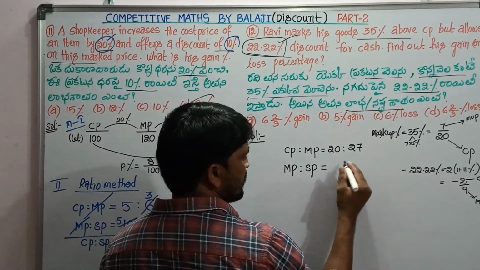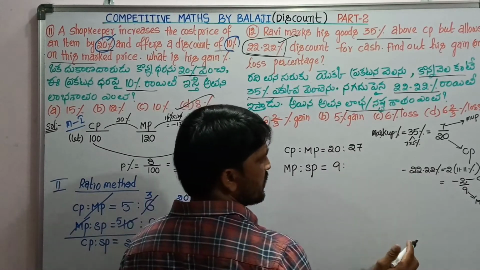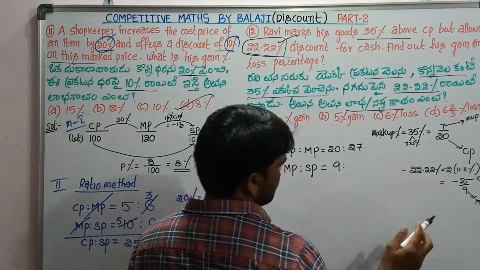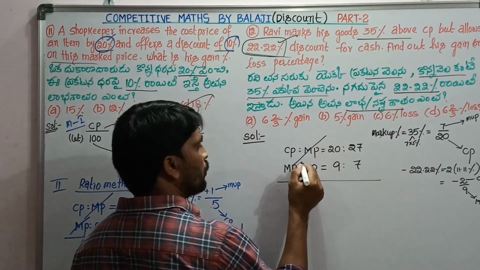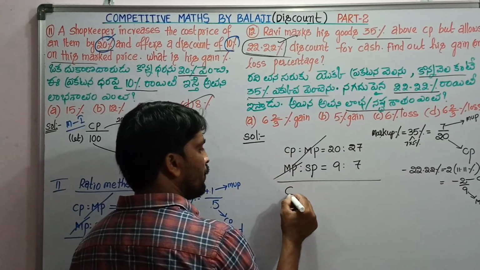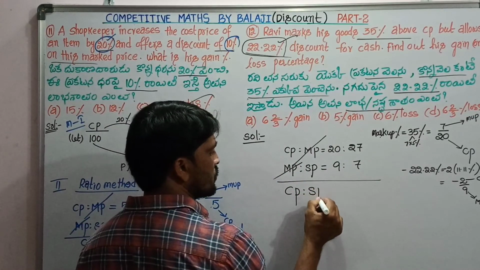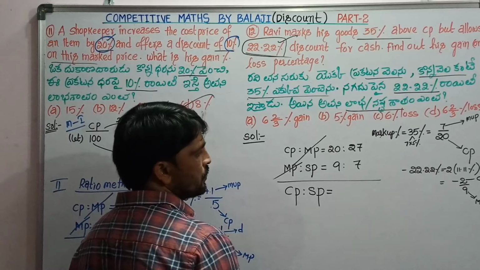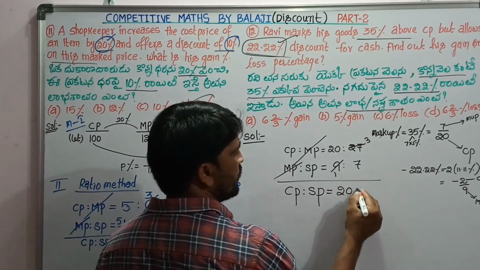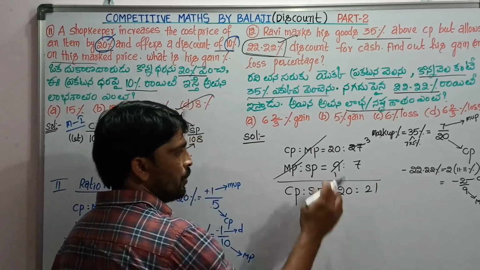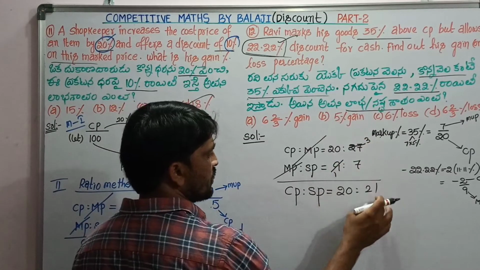2 units is discount. In this case, consider the ratio of market price to selling price. That is, market price is 9 units. Selling price is 9 minus 2, since 2 is discount, so selling price is 7 units. Again, market price, let's cancel. Finally, we get the ratio of cost price to selling price, which is 9 ones are 9, 9 threes are 27, 20 is 21. 21s are 20, 3 sevens are 21.